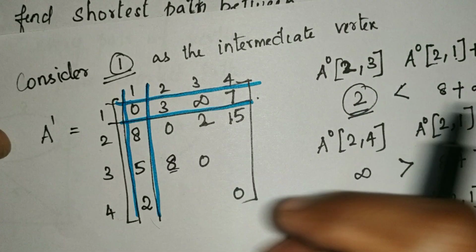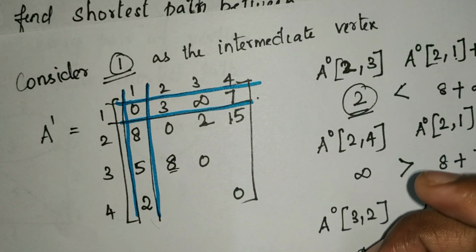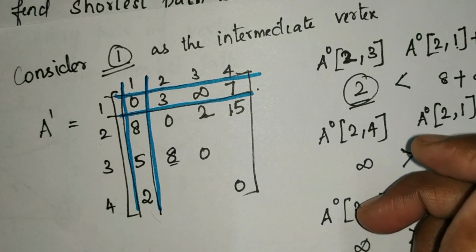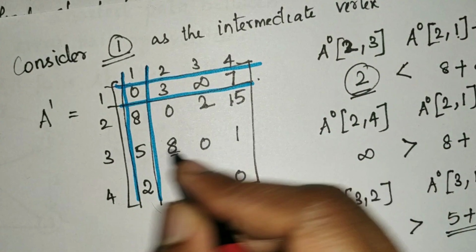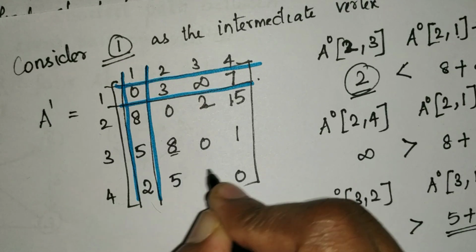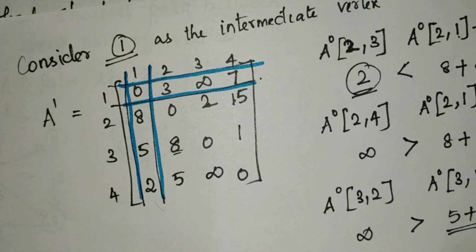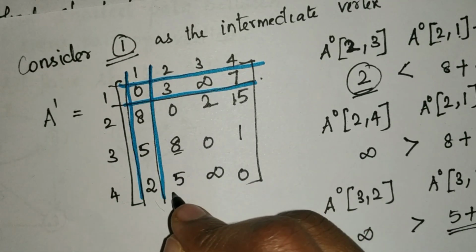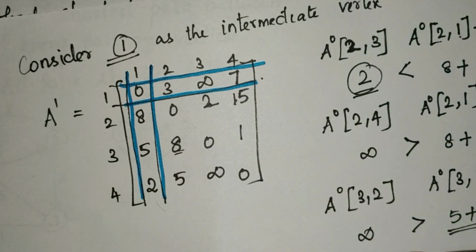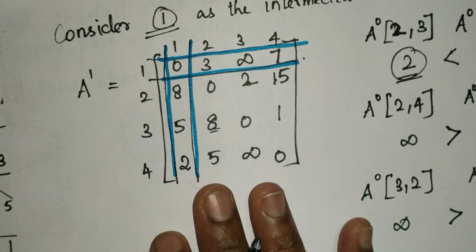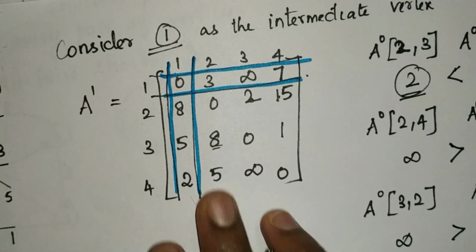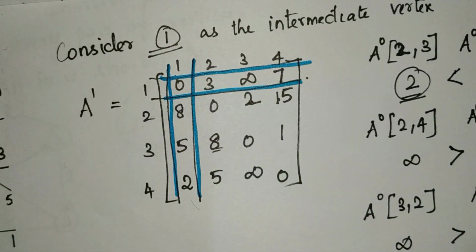So similarly we can fill all other values. I have already calculated it, so I am filling that value here, 1, 5, infinity. Every value has to be calculated in this same procedure. So now we have got the matrix for A1, that is considering 1 as the intermediate vertex.